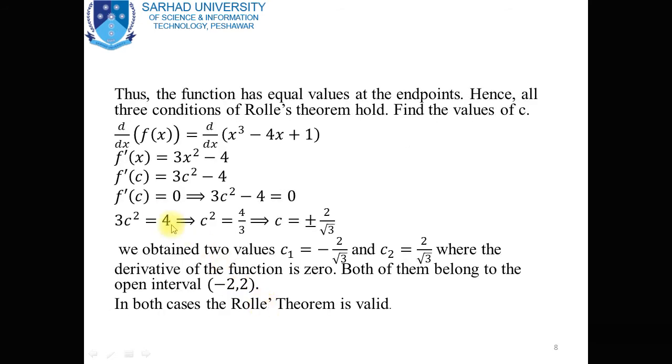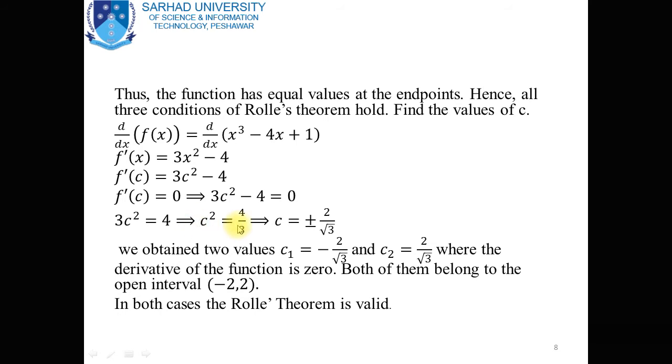Now the function has equal values at the endpoints, hence all three hypotheses of Rolle's theorem hold. Now to find the value of c, the derivative of the function x^3 - 4x + 1 is 3x^2 - 4. Now the derivative of the function at x = c is 3c^2 - 4. Now the derivative of this function at this value is equal to 0 because the function satisfies the conditions of Rolle's theorem. So we can write 3c^2 = 4.